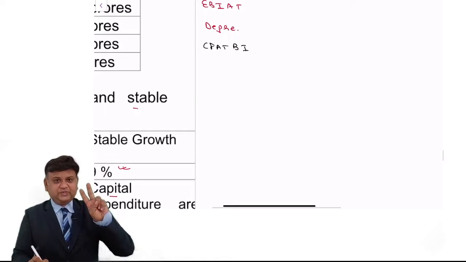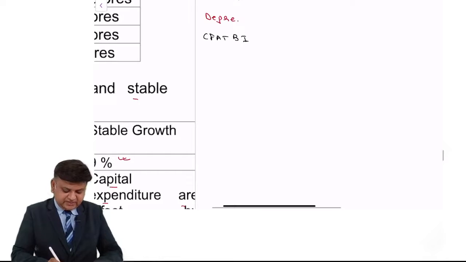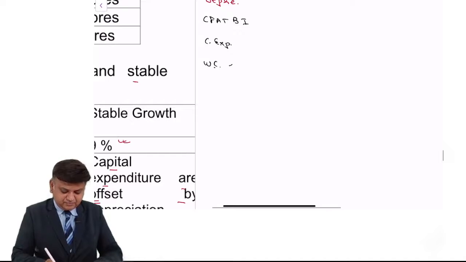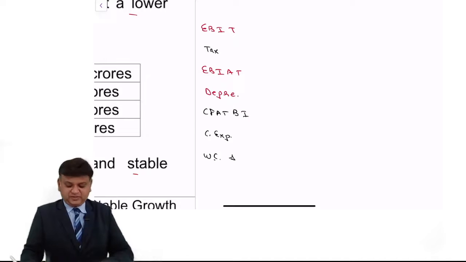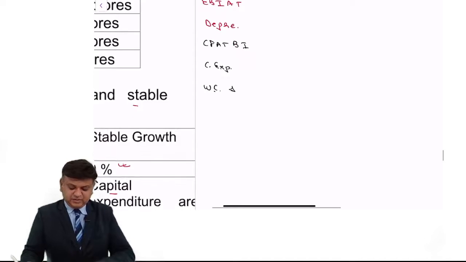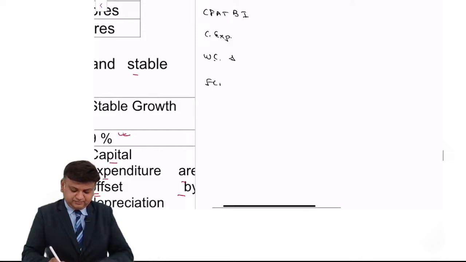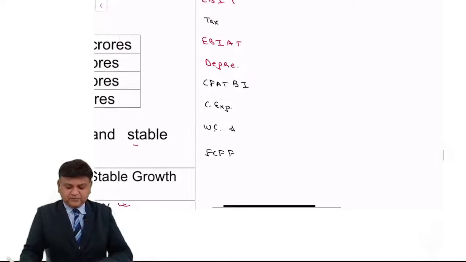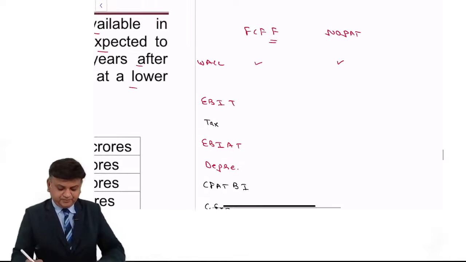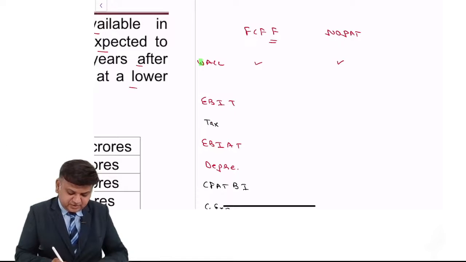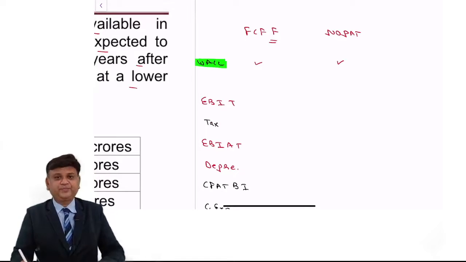Then there are two adjustments that we are required to make. One is capital expenditure and another is the working capital change. These are the two adjustments to be made to cash flow after taxes and before interest, and afterwards we will have free cash flow for the firm. Whatever free cash flow for the firm we compute will be discounted using the weighted average cost of capital, or the overall cost of capital. That is the way we compute the value of the firm.